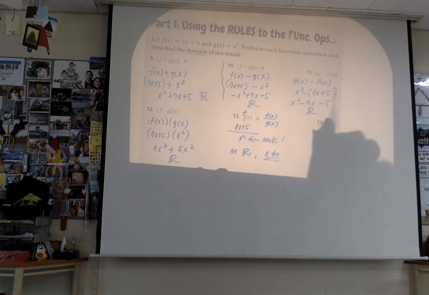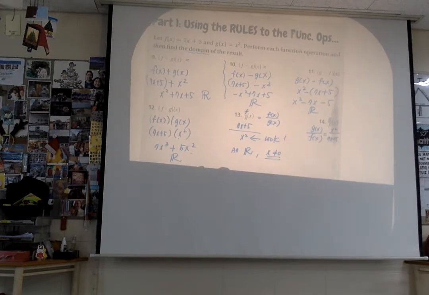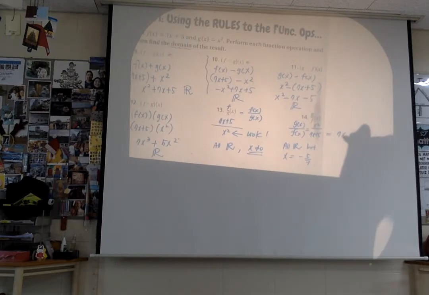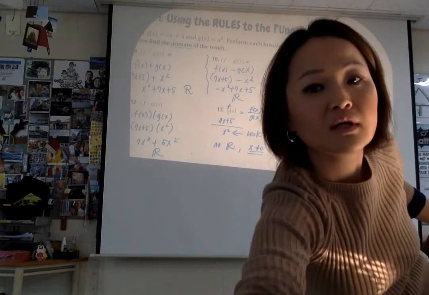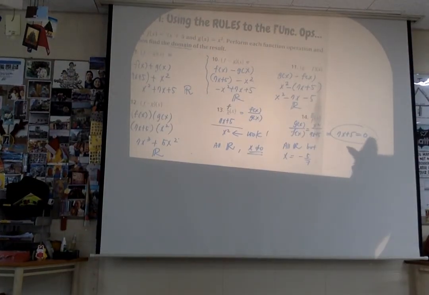G divided by f of x, so it's g of x over f of x, which is going to be g of x, which is x squared, and f of x, which is 7x plus 5. Again, it's all good. It's all reals, right? But x can't equal negative 5 over 7, because we can't have this equaling a 0. 7x plus 5 cannot equal 0, so we solve for 0, and we get x equals negative 5 over 7, okay?